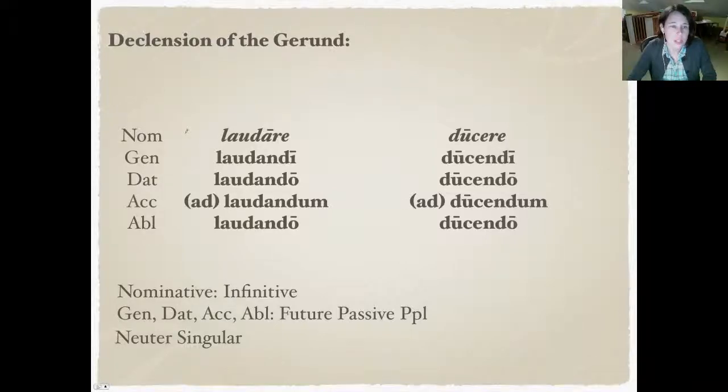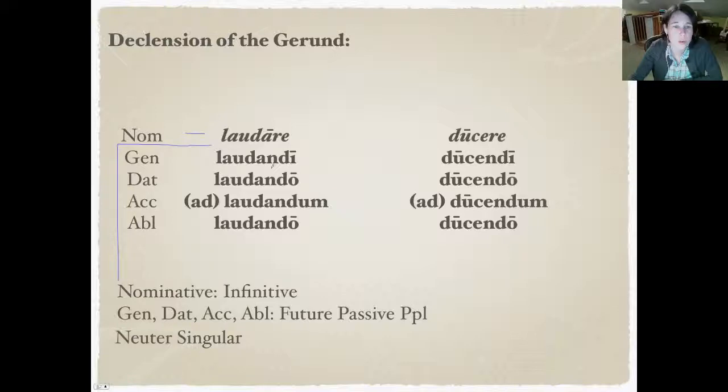Now, you'll note that for the nominative, I have put a form, and technically, the nominative is the infinitive. The infinitive in Latin is a verbal noun, and it is a neuter verbal noun. But what we need to really be focusing on here is what's happening in these oblique cases.